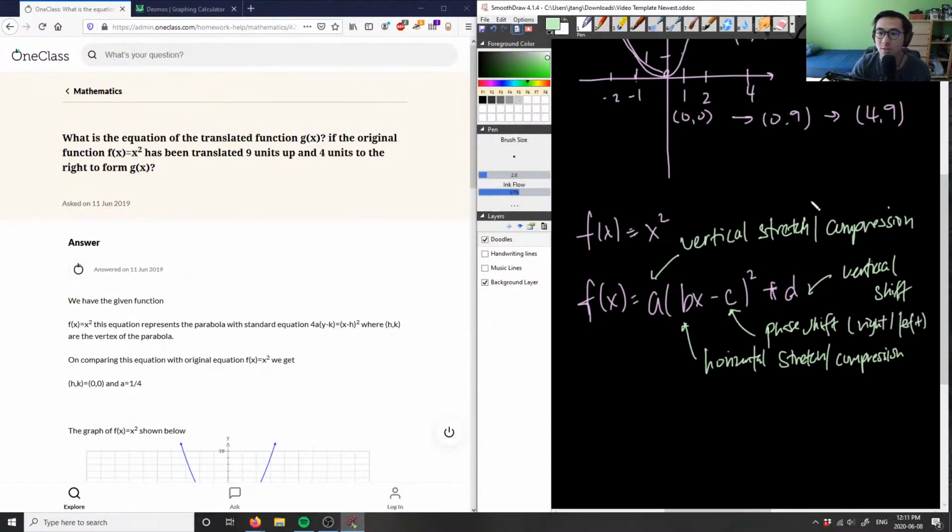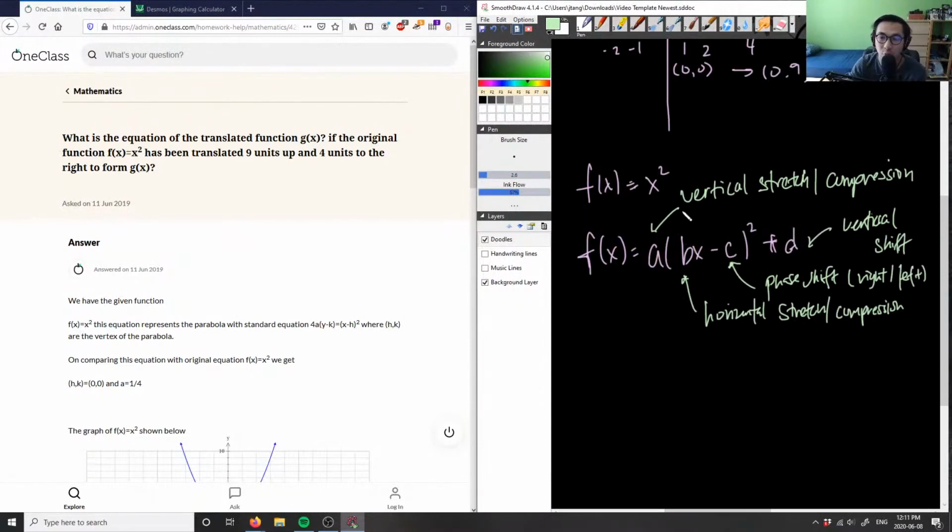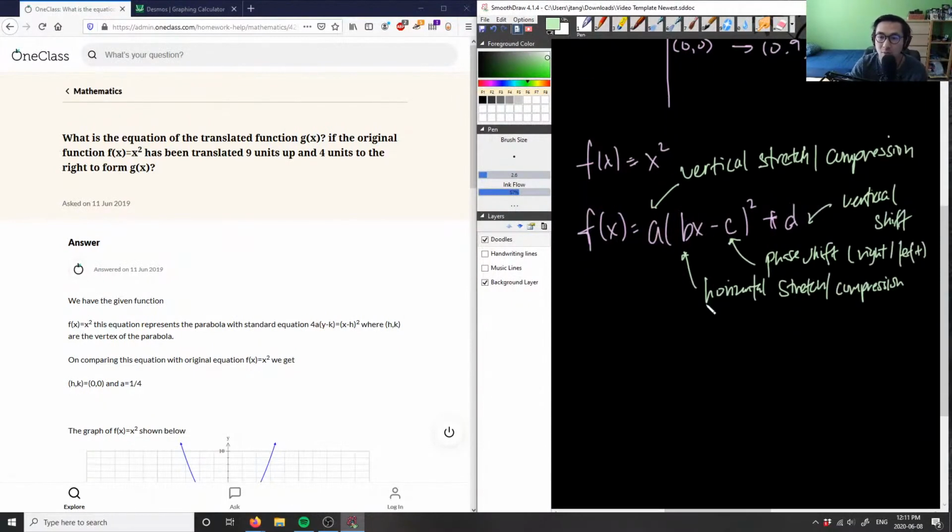So as you can see, what we're doing here is we have x squared as our parent function. So we can rewrite this as f of x equals x, and then we don't have an a value here. It's saying that we're going to move 4 units to the right, and when we're moving something to the right, we're going to move by +4 here. So in this case here, it's going to be minus 4, and then squared.